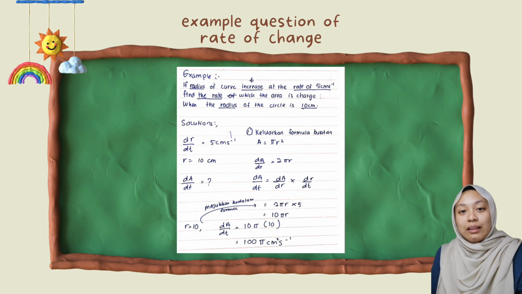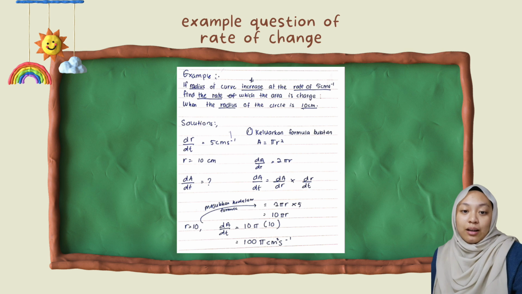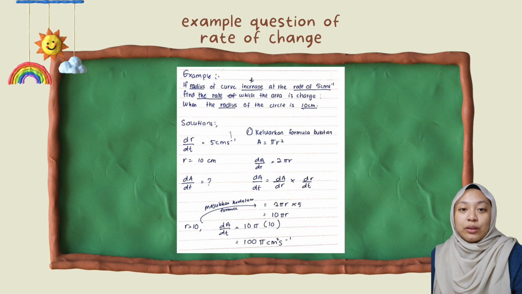Next, dA over dt equals dA over dr times dr over dt, so that we get 2 pi r times 5 equals 10 pi r. Lastly, we should put the radius of the question into the formula, which is dA over dt equals 10 pi times 10, so that we get 100 pi cm square per second. That's the solution of the question.